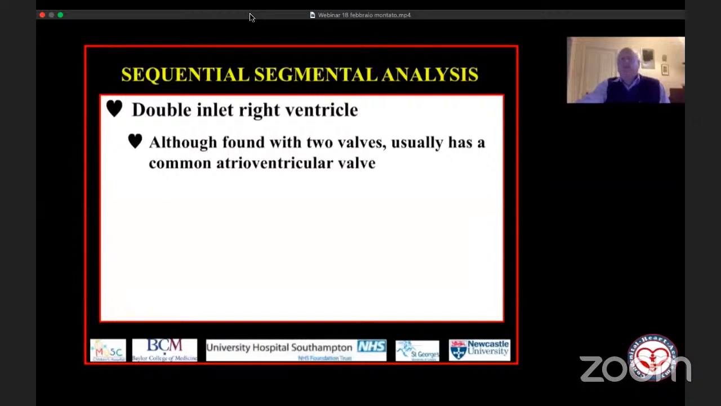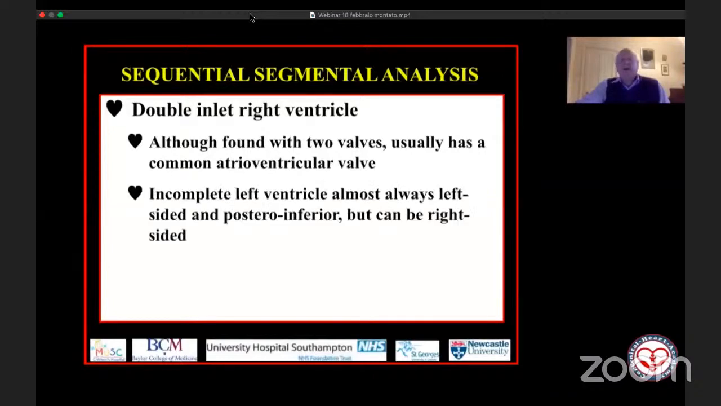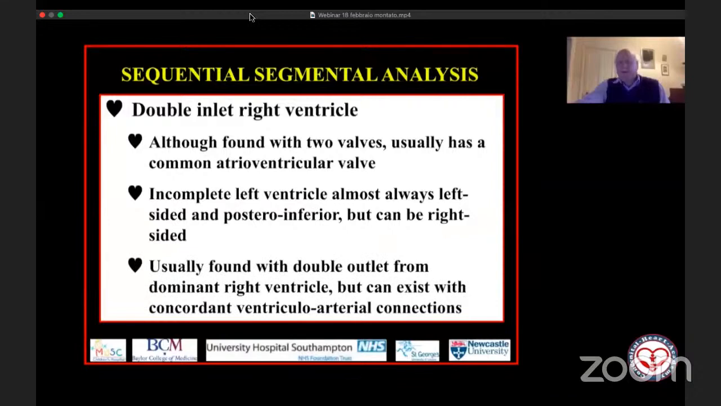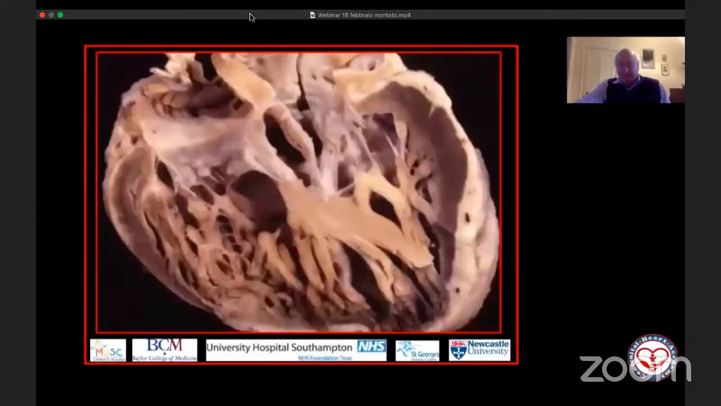And although that can be found with two valves, as I'm going to show you very shortly, almost always it has a common valve. Almost always, as I'm going to show you, the left ventricle is left-sided postero-inferior. It can be right-sided. And in most instances, we have double outlet from the dominant ventricle, but there can be concordant or discordant connections, but they are very rare.